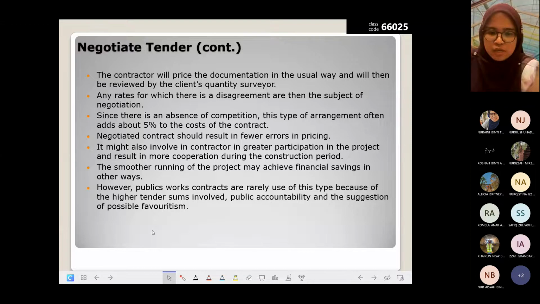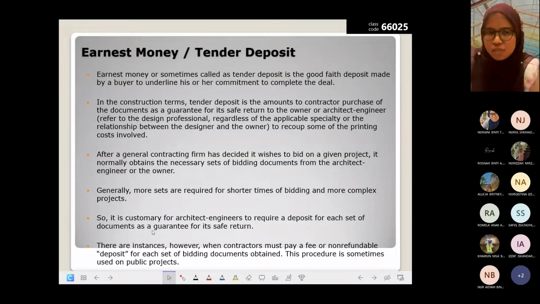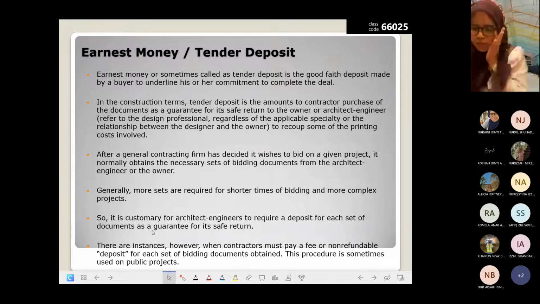And then we have tender deposit, an earnest money or sometimes called as tender deposit, is the good faith deposit made by a buyer to underline his or her commitment to complete the deal. So tender deposit ni wang cagaran lah. Okay, so you dah beli tender, okay, you kena letak some amount kat situ, so that client tu ada pastian lah with that the contractor akan return balik tender tu.